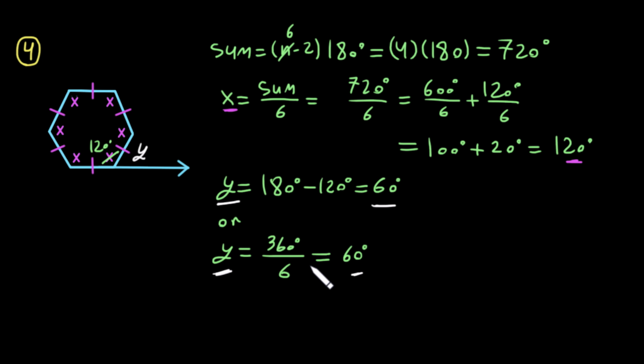I hope this video illustrates clearly how you can find the missing interior and exterior angles of regular polygons, as we have done plenty of examples from triangle to hexagons.